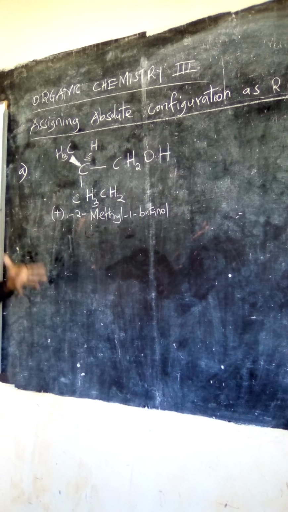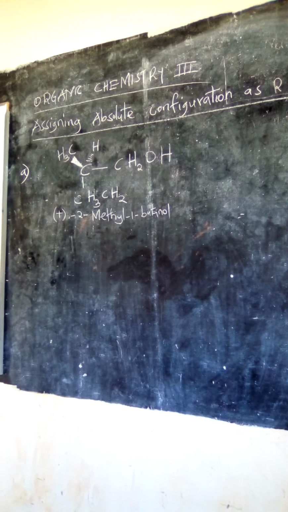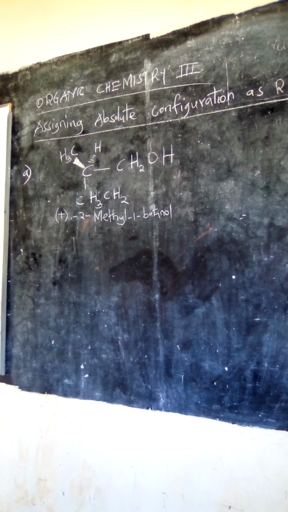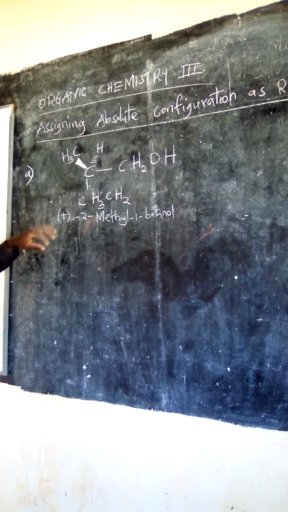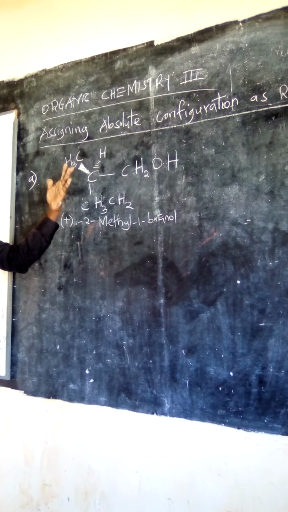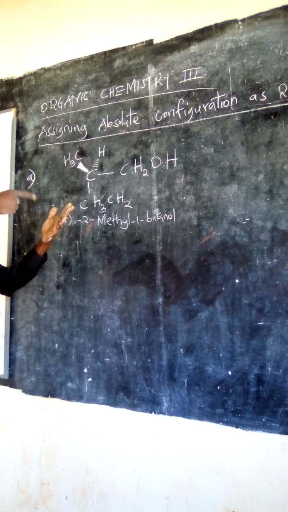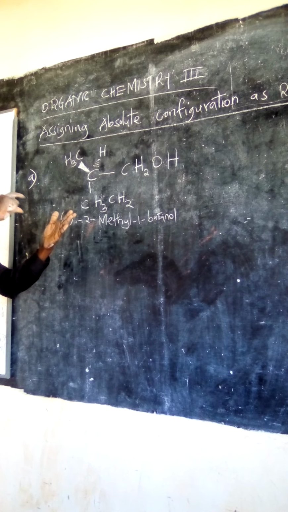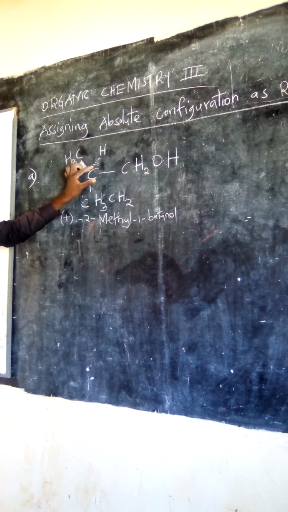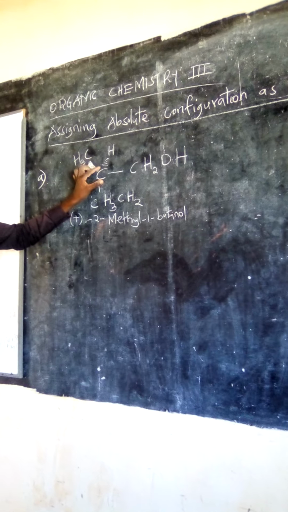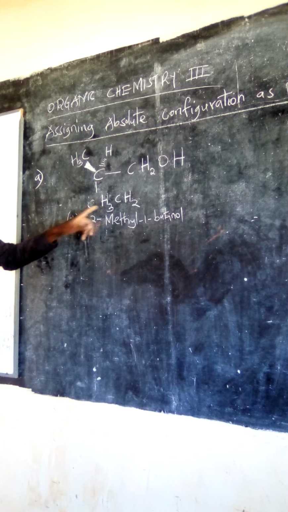Number 1, you are supposed to locate the priority of each and every atom, basing on the atomic number. Therefore, we shall just consider the atoms around the chiral carbon atom. We consider the chiral carbon atom, and the chiral carbon atom is here. Having known the chiral carbon atom, we shall now locate the priorities, basing on the atomic number.